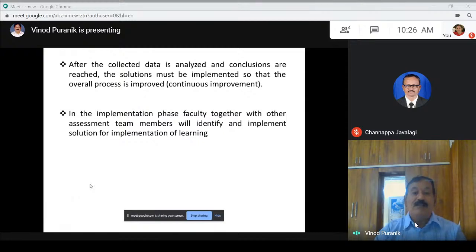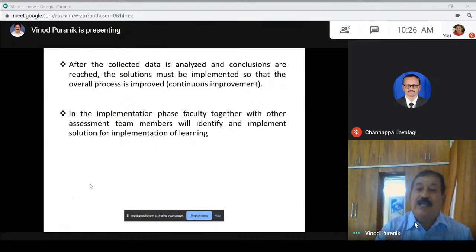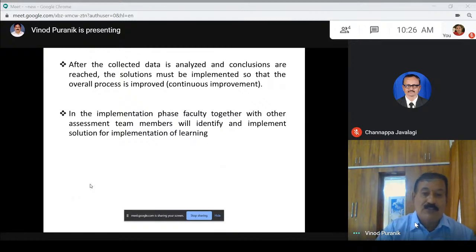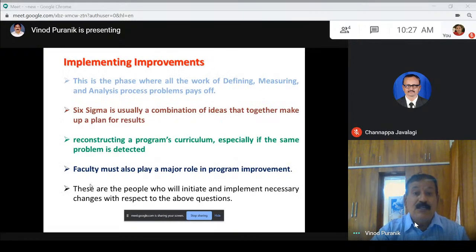After the collected data is analyzed and conclusions are reached, the solution must be implemented so that the overall process is improved. So the continuous improvement is very important. I always like to add that it is not a one-time achievement. It should be continuous improvement. So in the implementation phase, faculty together with other assessment team members will identify and implement the solution for learning. Then comes implementing improvements.